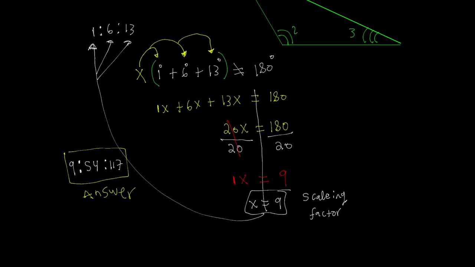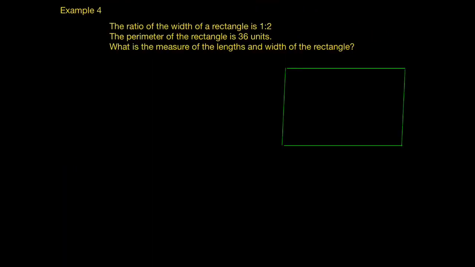Let's try one more of these. So example 4. Now the ratio of the width to the length of a rectangle is 1 to 2. The perimeter of the rectangle is 36 units. What is the measure of the length and the width of the rectangle?